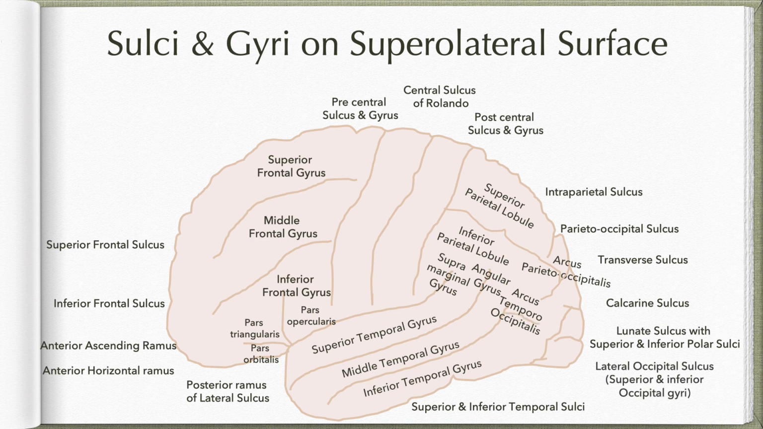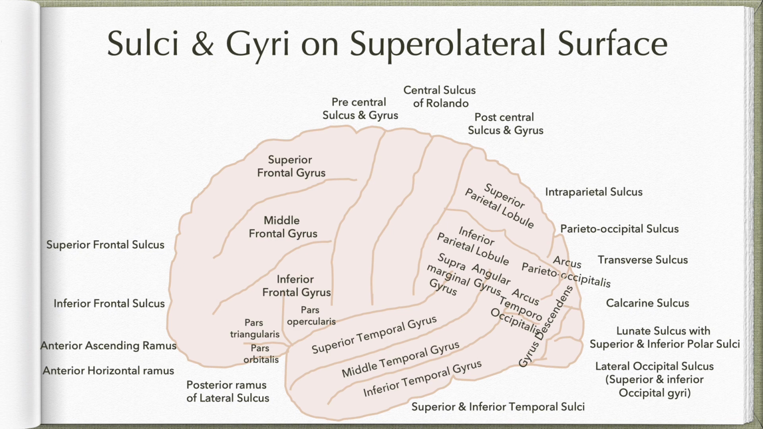Now, anterior to this lunate sulcus, running horizontally, we have the lateral occipital sulcus, which divides the rest of the occipital lobe into a superior and inferior occipital gyri. Now, the area between lunate sulcus and the lateral occipital sulcus is named as gyrus descendens. So these are the various sulci and gyri on the superolateral surface. Please practice drawing this diagram. And also, you are supposed to identify these sulci in the specimen of cerebral hemisphere.